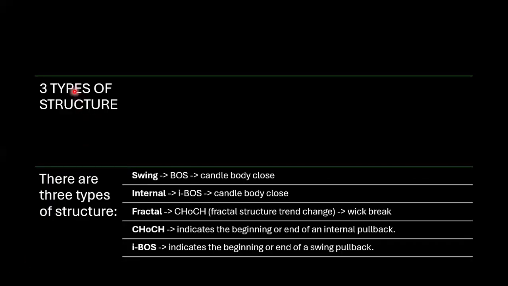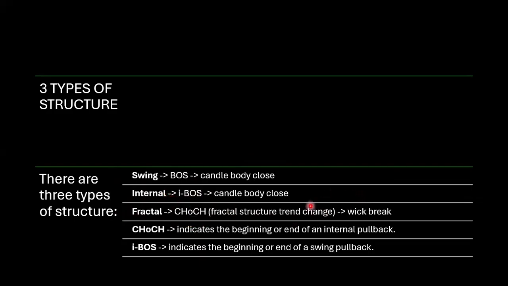So there are three types of structure. You get the swing, you get the internal, and then you get the fractal structure. A swing structure simply leads to a break of structure, a candle body close. And then you get the internal structure, which is the IBOS, also identified through a candle body close. Then you get the fractal structure, which creates change of character.